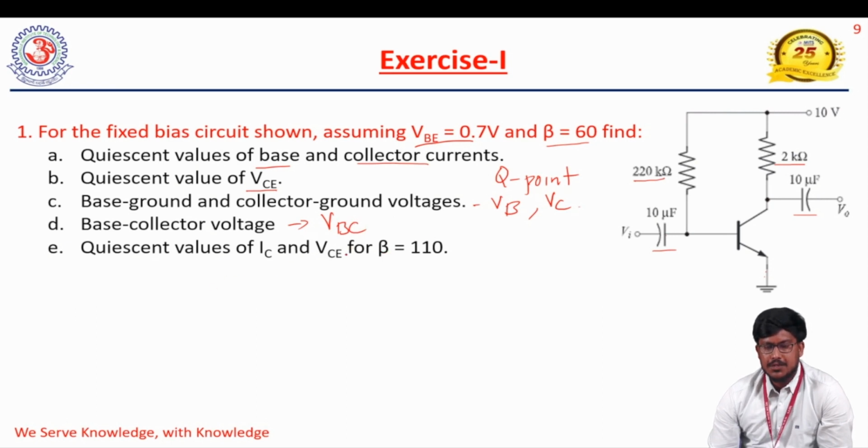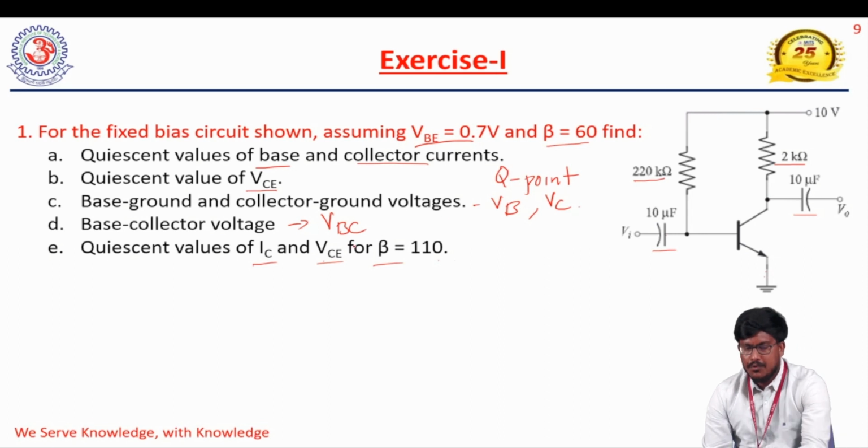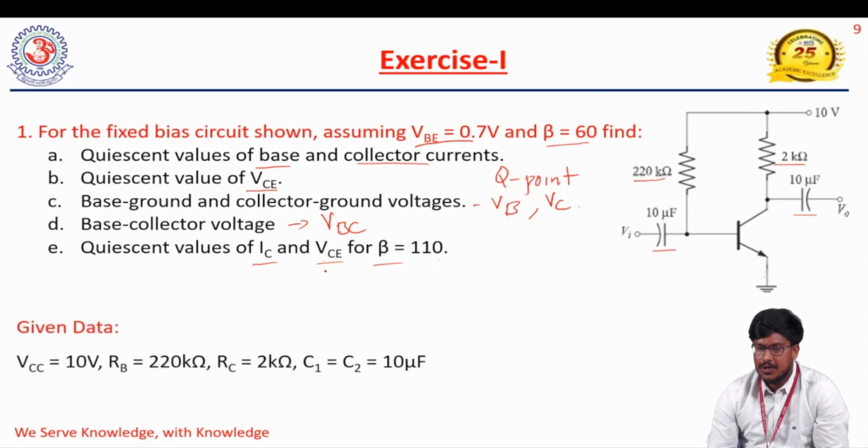And once the beta, that is the current gain, changes, the operating point is also going to change. So we need to find the new values of IC and VCE for the other value of beta, which is 110. So we'll see the step by step procedure. Let's first make a note of the given data available in the circuit.